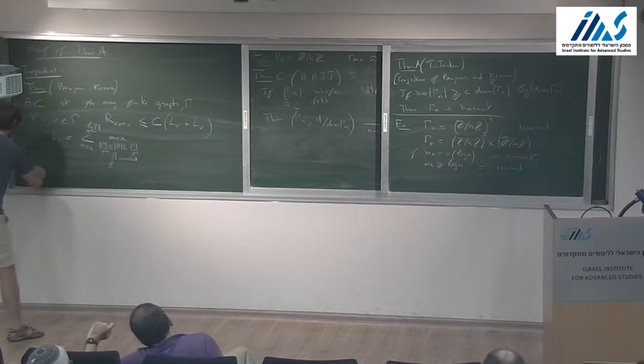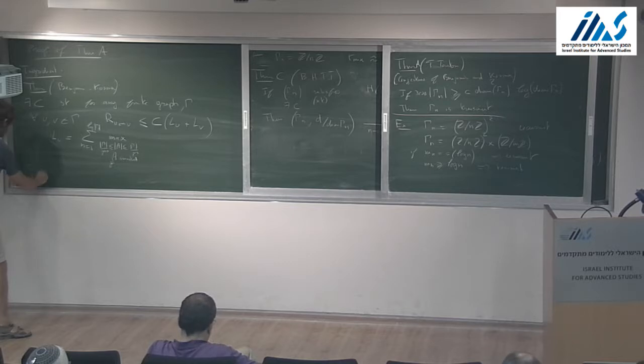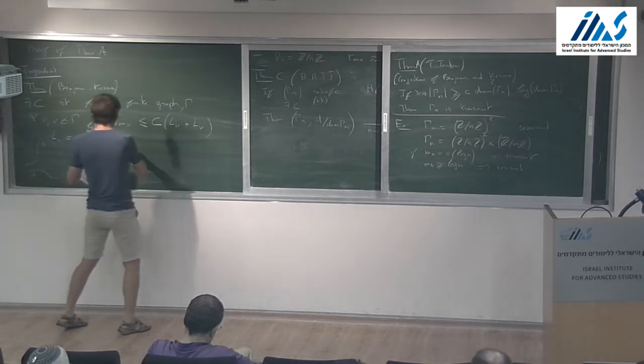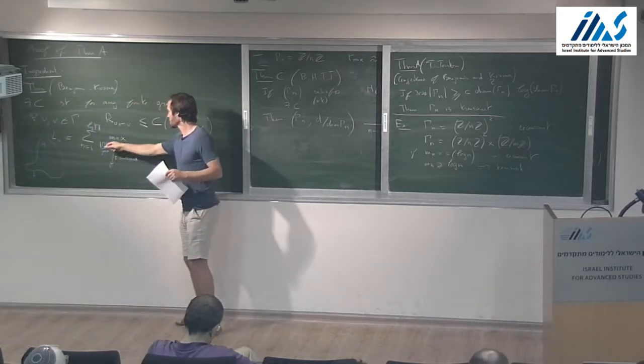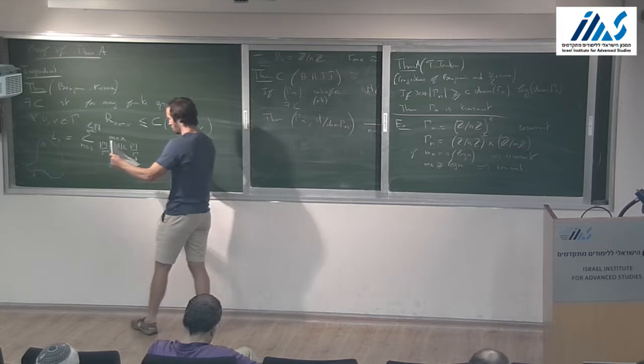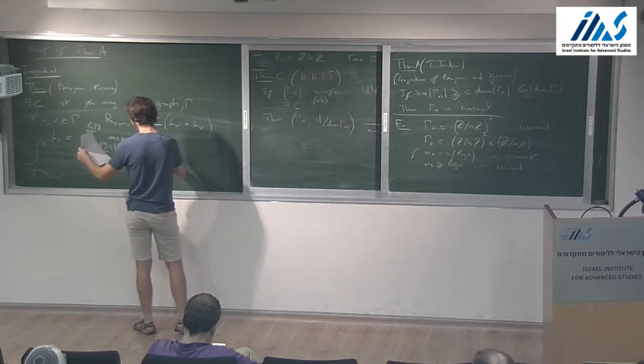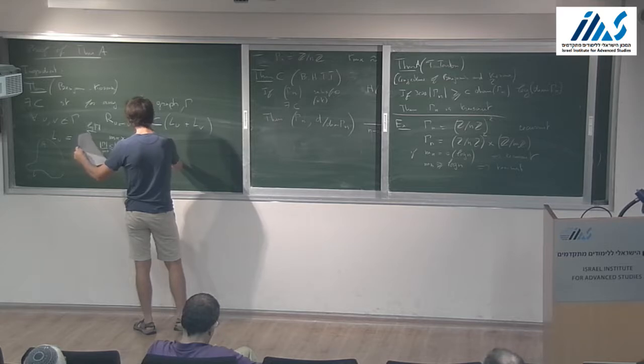So you have your vertex u and you look at A of size jumping like that, and you look at the max for all the sizes which are contained in these two dyadic decompositions of the volume. Maximum of what? Maximum of, you have two terms.